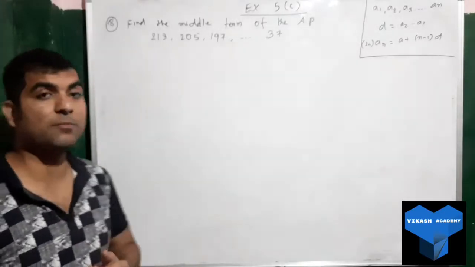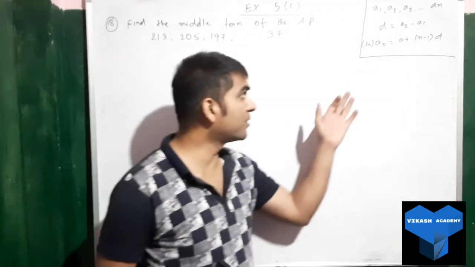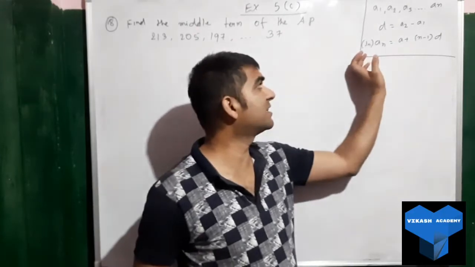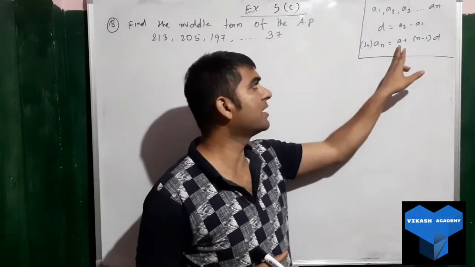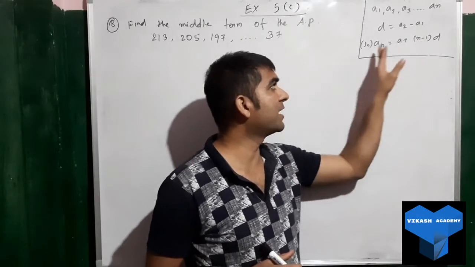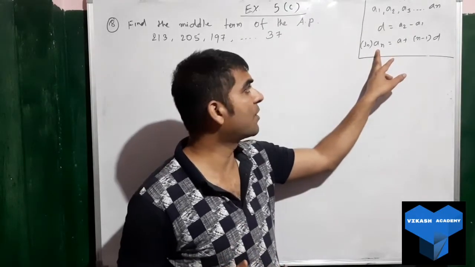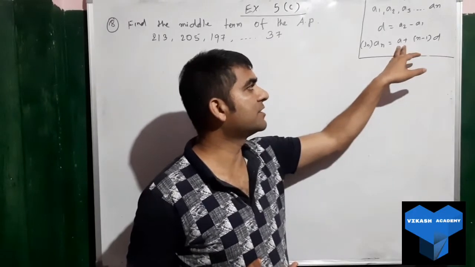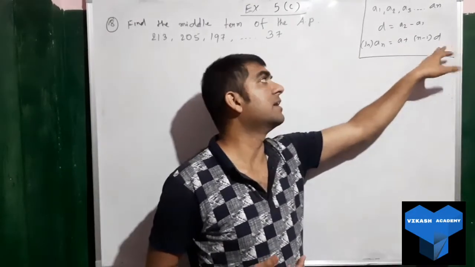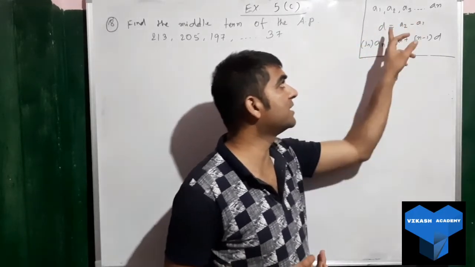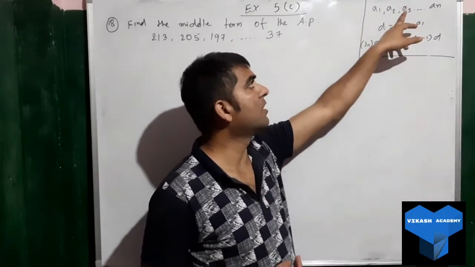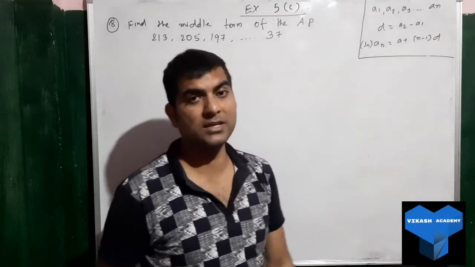We'll be doing question number 8. We'll be using the same formula, an or last term tn; we can denote it with either. So tn or an is equal to what? a plus (n minus 1) d, where tn is the last term, a is the first term, n is the number of terms, and d is the common difference. And how do we find d? If the AP is given, the d formula is a2 minus a1 or a3 minus a2, you can use any one.